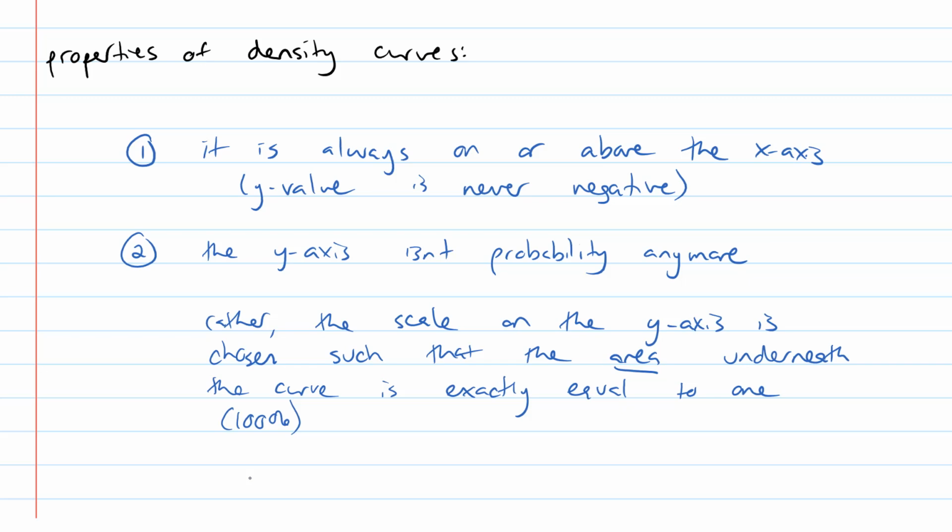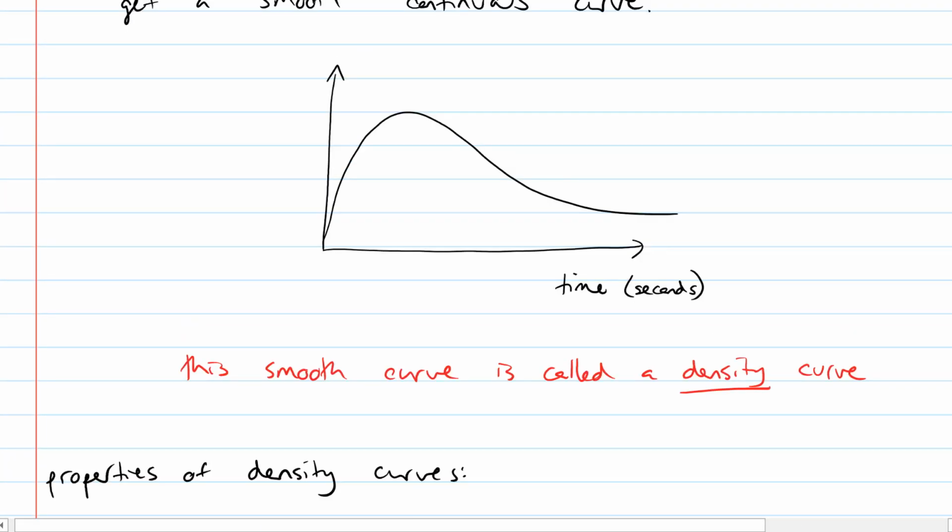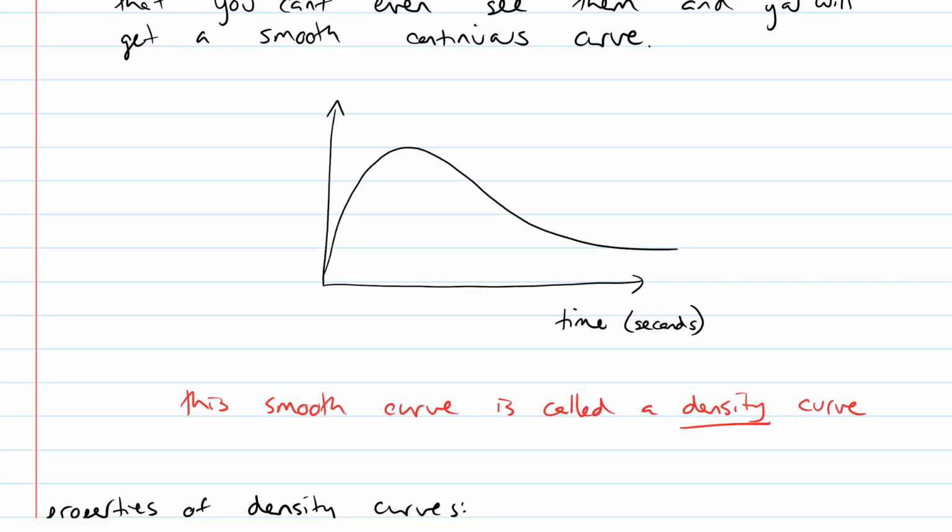So let's just go up to our picture again. We can see here that our y values are always either on the x-axis or above. We're never going to dip below it. We're not going to worry about what the y-axis is called anymore. Rather, what we're interested in is the area underneath. So if I were to take my little highlighter pen and highlight this, basically this area is equal to 100%.